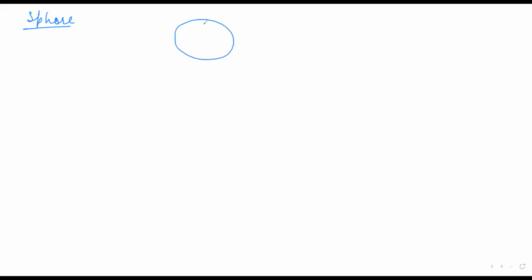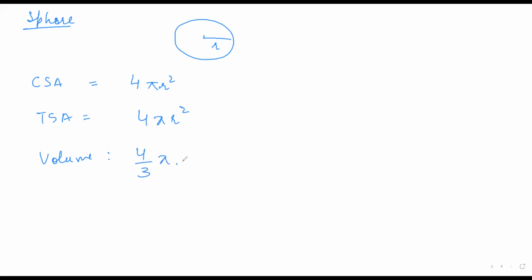Next is sphere. Sphere, you know, it looks like this, whose only radius we know. So the curved surface area is 4 times the area of the circle, right? 4 pi r square. Okay. And total surface area is also same because it's same from everywhere. And then volume you write. So volume is 4 by 3 pi r cube.